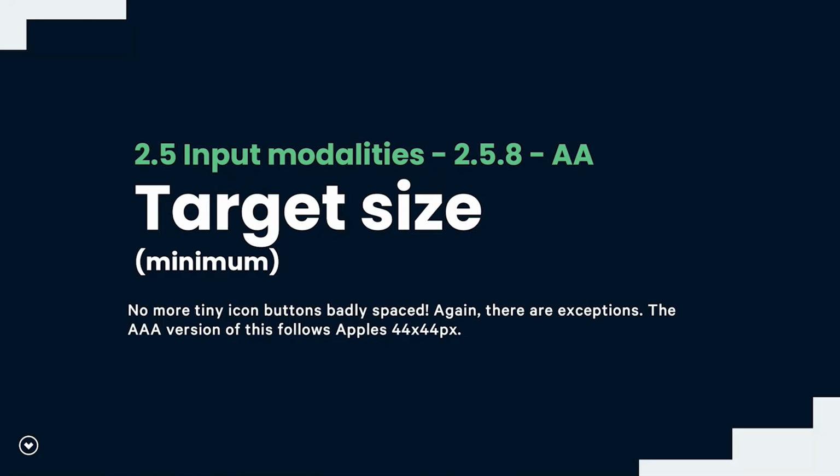Again, 2.5 input modalities. 2.5.8 is another AA one, and I think this is very much needed. This is minimum target size. It tackles very small icons and buttons that are spaced really closely together. Again, there are some exceptions which we'll go through on the next page, but I know that designers are already doing a great job of this.